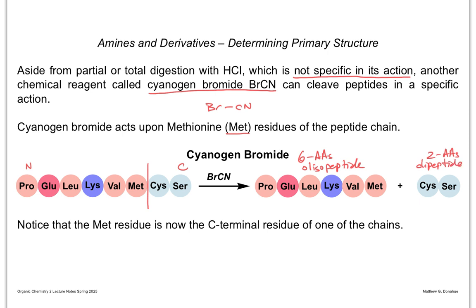So now look what's happened. We have our N terminus, and now we have methionine at the C terminus of one of those chains. Then the dipeptide, we have the N to the C terminus. So the important thing to note is that if you do have the methionine amino acid in there, the cyanogen bromide will cleave it, and then methionine will end up as the new C terminal of one of those peptides.